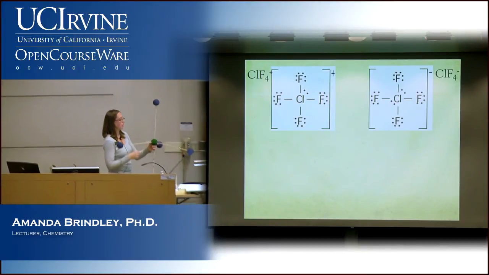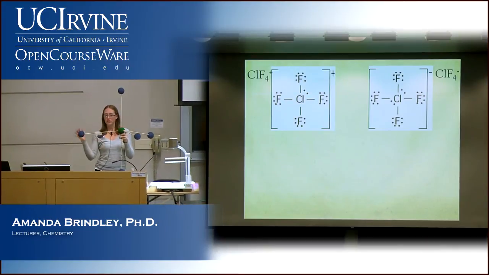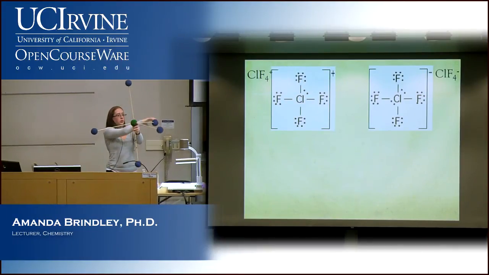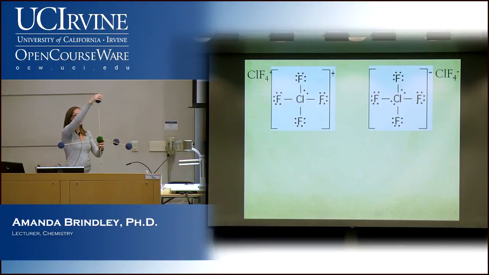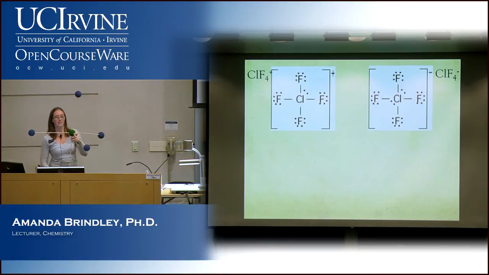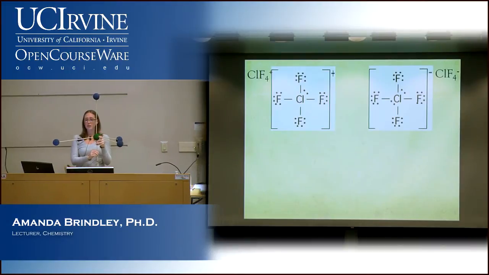And what are this and that called? What are these called? Equatorial, right? You kind of think of it as a globe and the things going around the equator. And what are these called? Good, axial. So are we going to remove an equatorial one or an axial one?